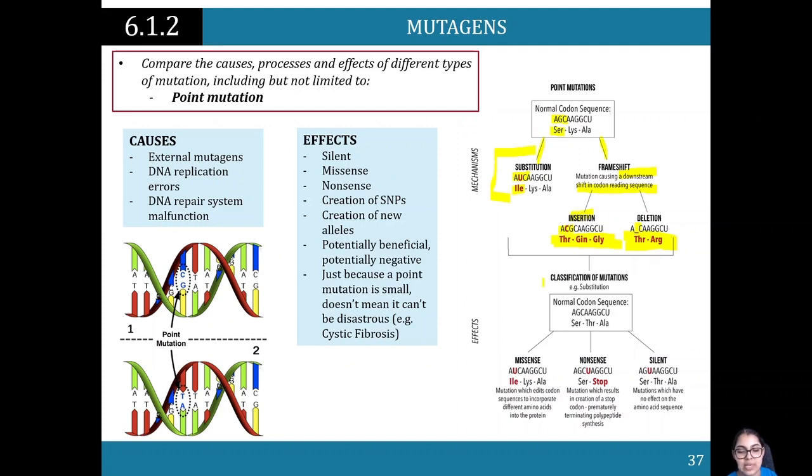And its effects can be the following. This can be the effects of it, right? It can either be missense, which means that in this case here, the mutation edits codon sequence to incorporate different amino acids in the protein. So there is a different amino acid that has been added in, so that's an example of missense. This is an example of missense, and this is an example of missense. So a different amino acid has been incorporated in.